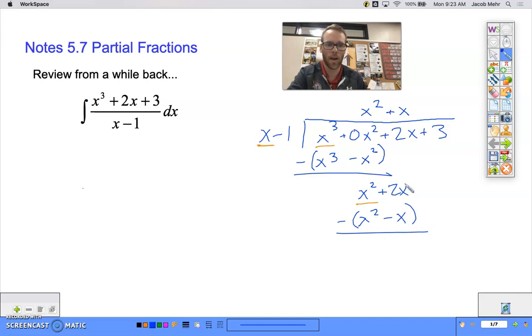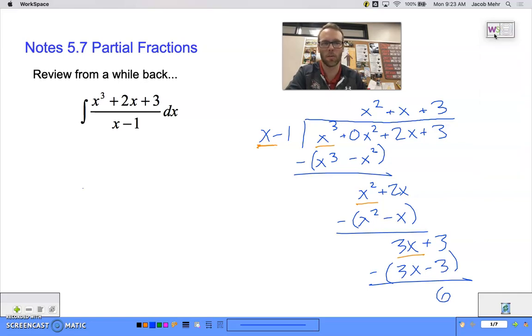Now we're going to subtract again, and we're up to a 3x. Drop the plus 3. x times what is 3x? And that would be a 3. Now we're going to multiply again. Subtract one last time. We get 6. Now 6 is that remainder, and we know that we write that remainder over the divisor x minus 1. So that's just a long division.